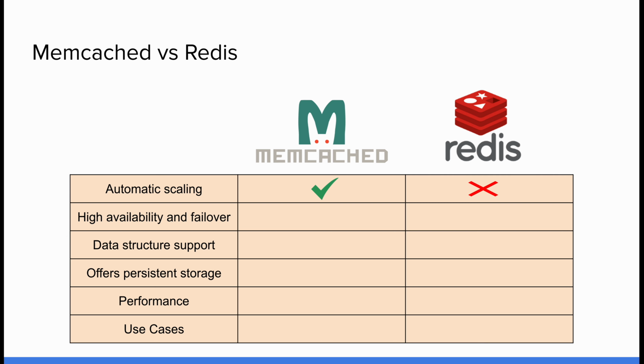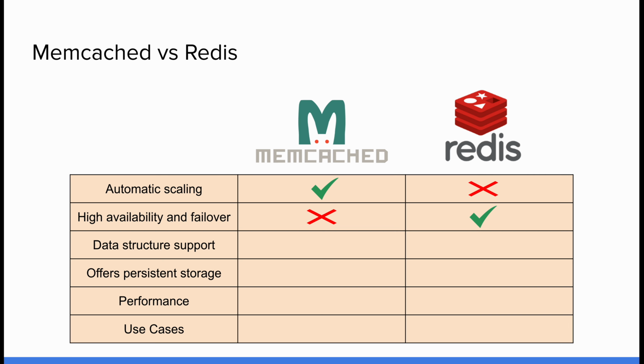Next is high availability and failover. Memcached does not offer built-in availability or failover, which limits its resilience in environments where uptime is critical. Redis, however, does offer high availability and failover in the standard tier, allowing it to handle server failures more gracefully.